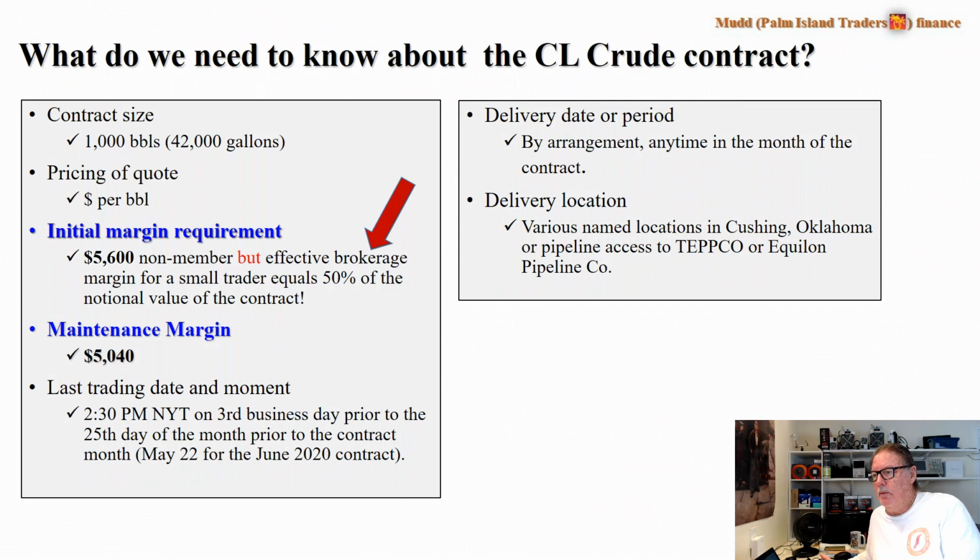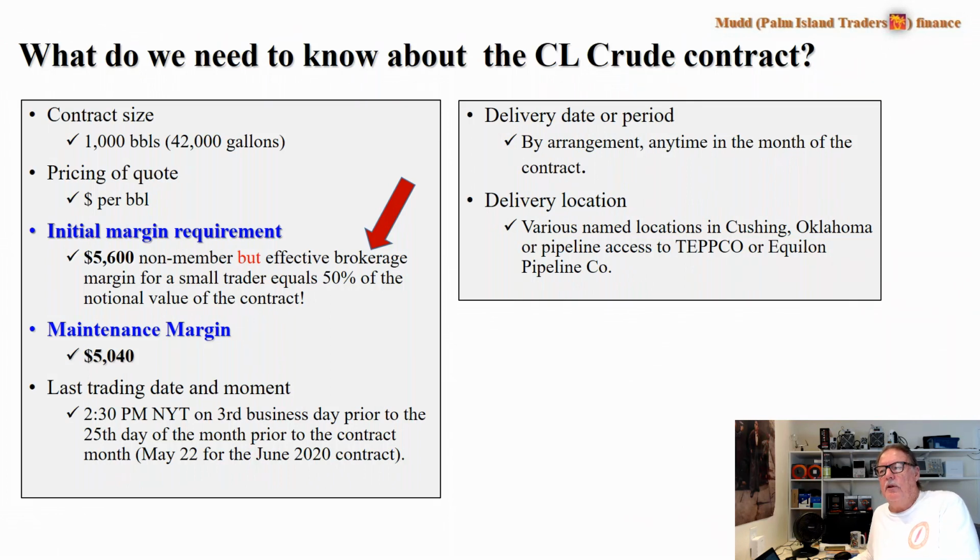I'm not going to go through it one by one because it's similar, but the contract size is 1,000 barrels. No, that's not correct. This slide is incorrect. It should say 500 barrels. I actually changed that. Oh no, I'm sorry. This is a summary of the CL crude contract. This is not the E-mini. Sorry.